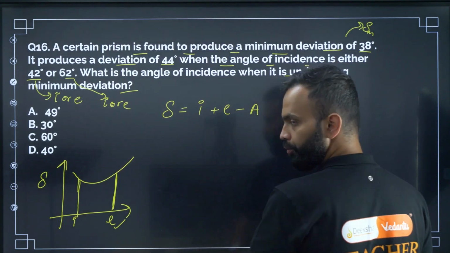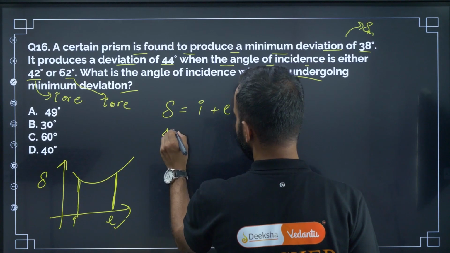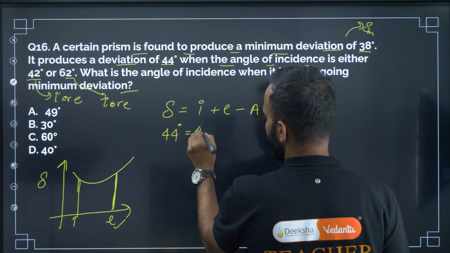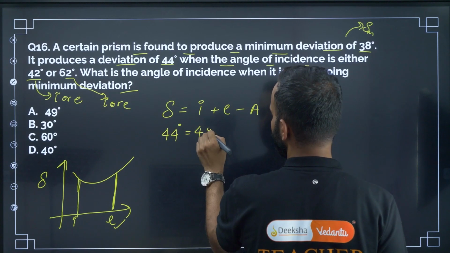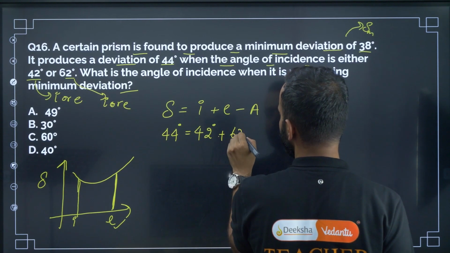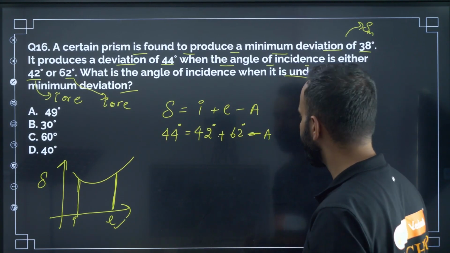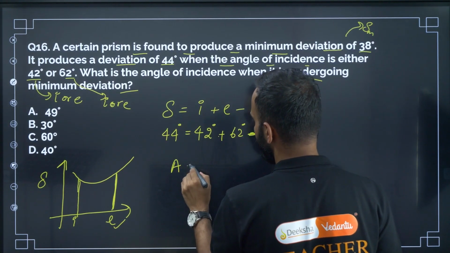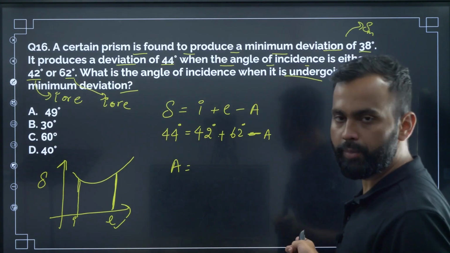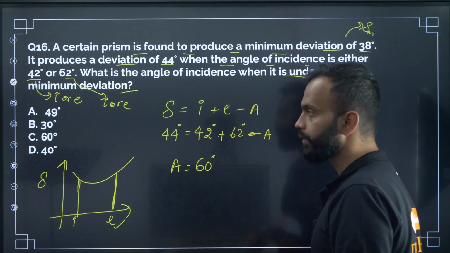Now let us find the angle of prism. Okay, so delta equal to 44 degree, which is equal to I. So I am going to take I as 42 degree plus angle of emergence 62 degree, minus A. Now the value of A is equal to 42 plus 62 is 104, 104 minus 44 is 60. So the angle of prism is 60 degree, right?